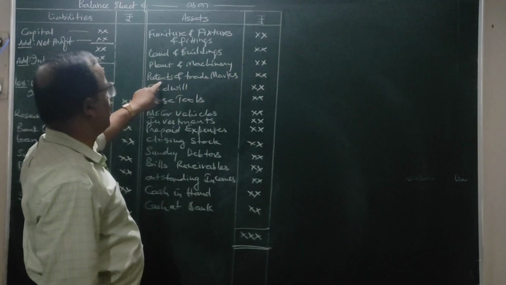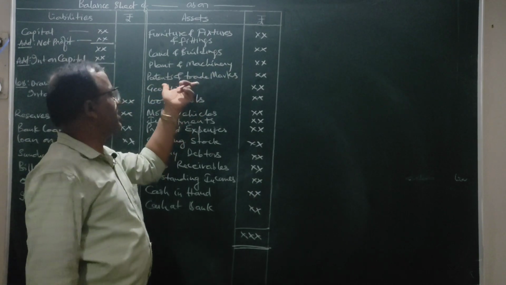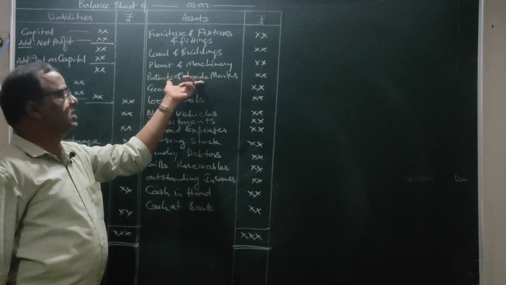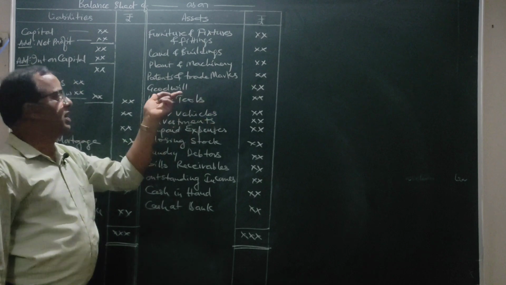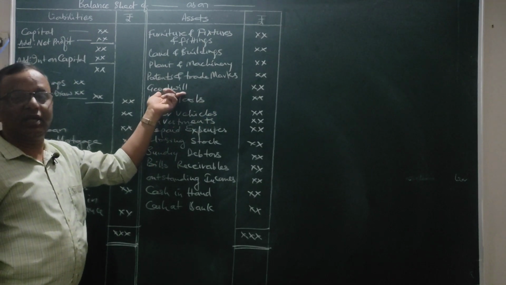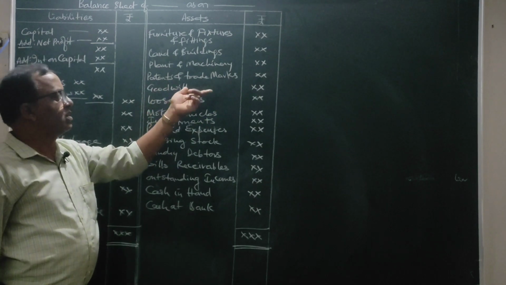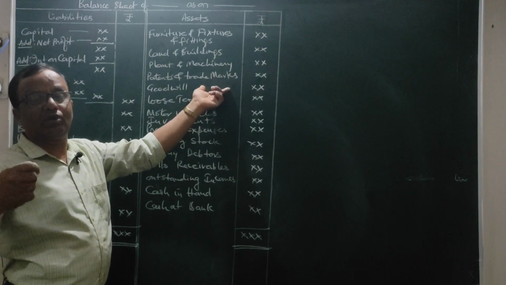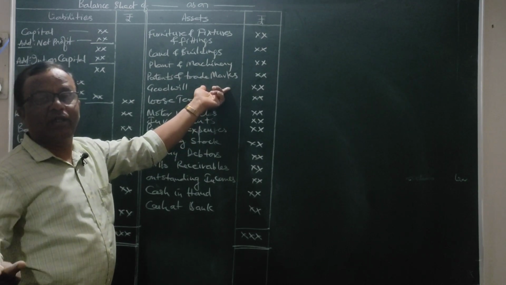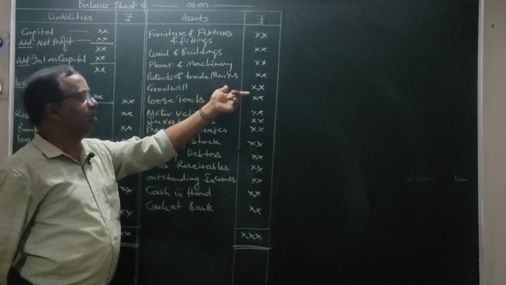Then again observe patents and trademarks. These are nothing but intangible assets. That balance you are going to write here. Then goodwill. Goodwill is another intangible asset. Simply, goodwill is a good name acquired by a business. It is the extra earning capacity of one business when compared to other businesses. So goodwill, we will show it here.